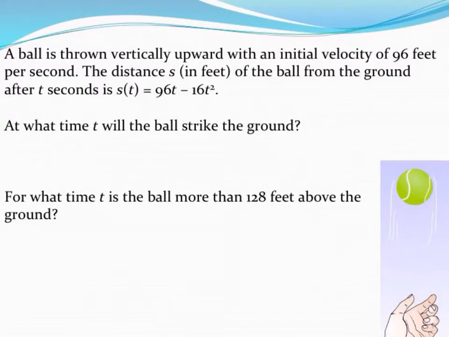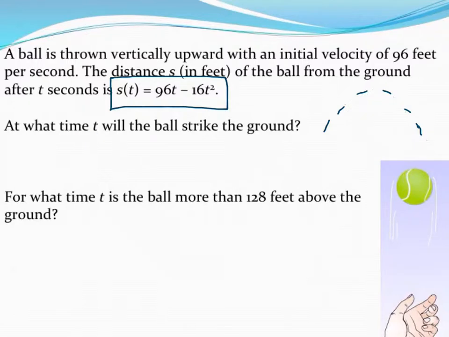In this example, we're throwing a ball through the air. The height of the ball can be modeled by this equation right here, which is of course going to be a parabola, because a ball will go up and then come back down, forming a parabola. Our first question asks us to find out what's the time when the ball will hit the ground.